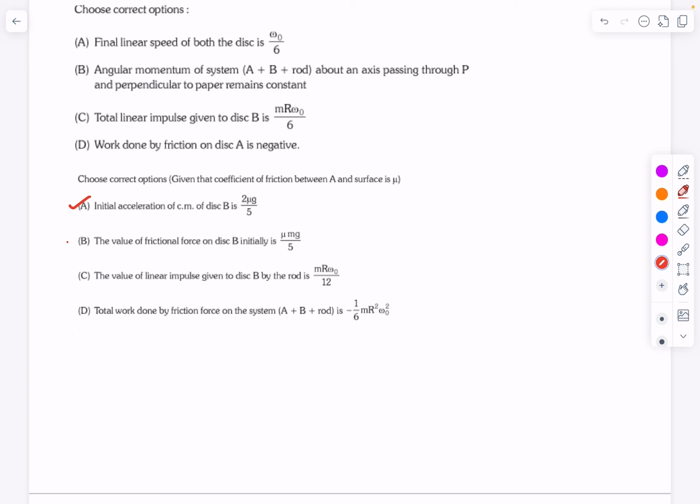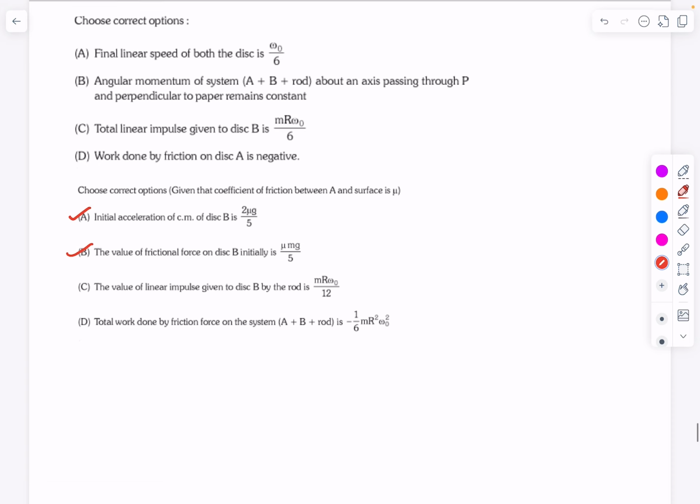Now the frictional value, the friction force we figured out, was Ma by 2. So if you multiply option A by ma by 2, it'll actually be correct. Now they're asking us about the linear impulse given to the disk B. For that we have to talk about the final situation as well.